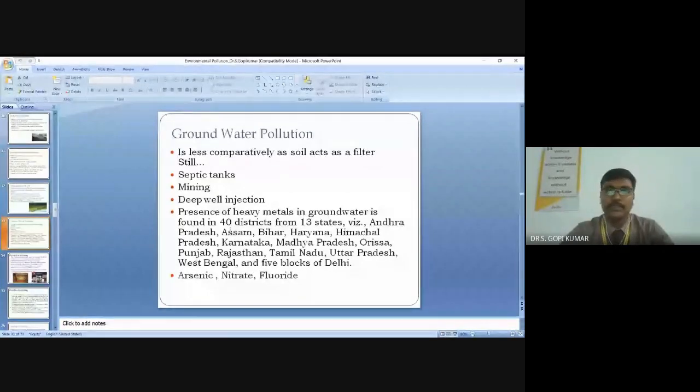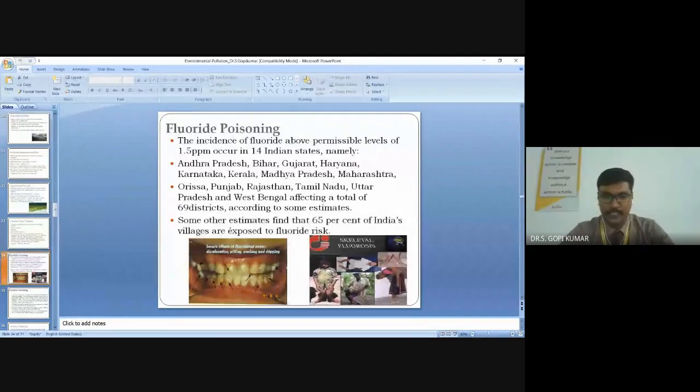Now, regarding fluoride poisoning, as the image makes clear, we can give an example of the Dharmapuri area, where the water contains a high concentration of fluoride, and that naturally affects calcium-rich components such as bones and teeth. The image clearly shows fluoride poisoning.